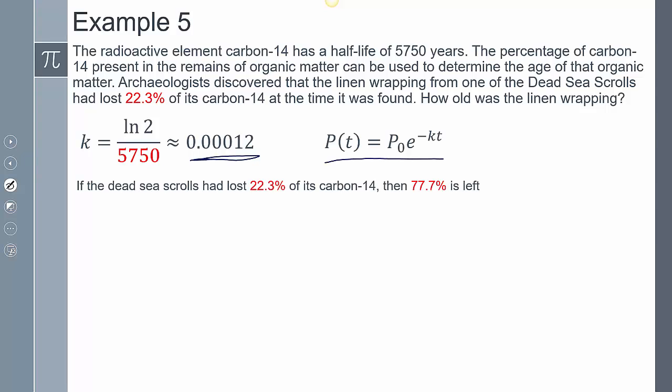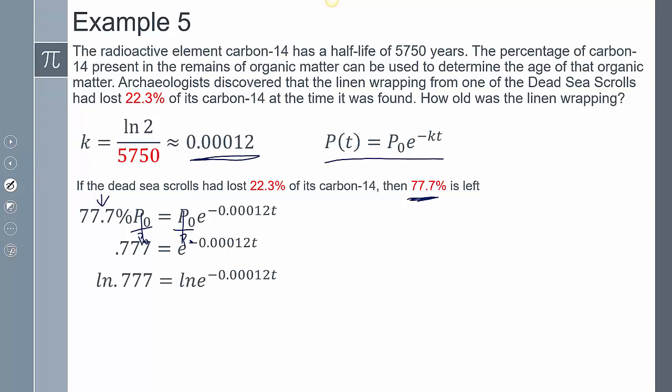And so if it lost 22.3%, that means I'm going to have 77.7% remaining. So your expression should look like this. I don't know how much originally was there. It doesn't matter, because these are going to cancel out by dividing both sides by it. And I can convert this 77.7% into a decimal. Then take ln of both sides. Those are going to cancel out.